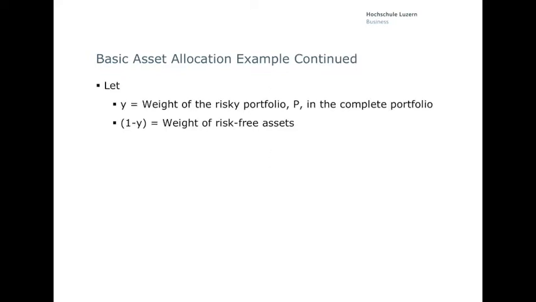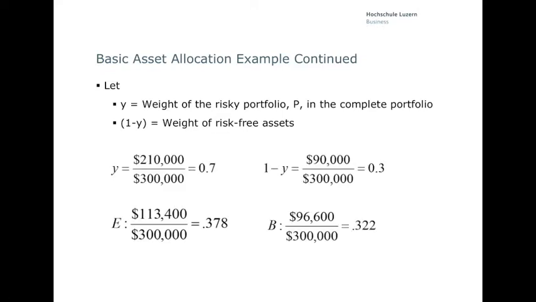As a next step, we calculate the weight of the risky portfolio P, denoted y. By computing y, total risky assets divided by total market value, we receive 0.7 or 70%. As all weights must add up to 1, we know that the difference of 0.3 or 30% is invested in the risk-free asset. If we want to know the weights of equity and bonds based on total market value, we repeat the previous calculation with the corresponding stakes of equity and bonds.